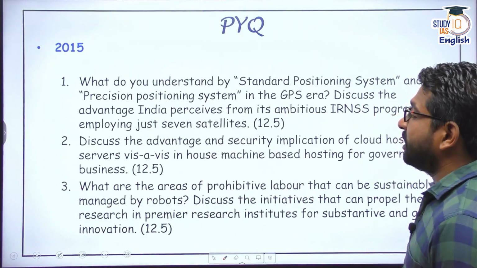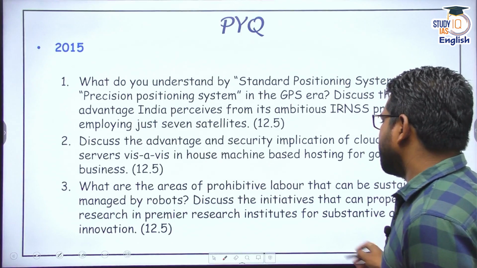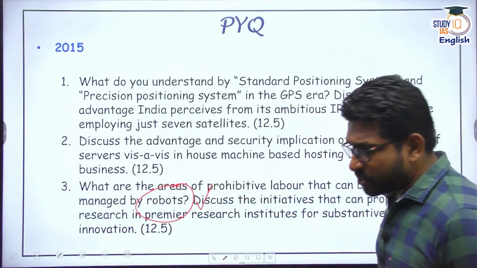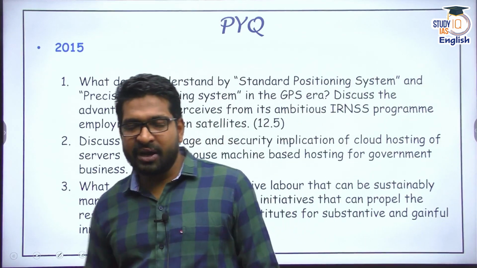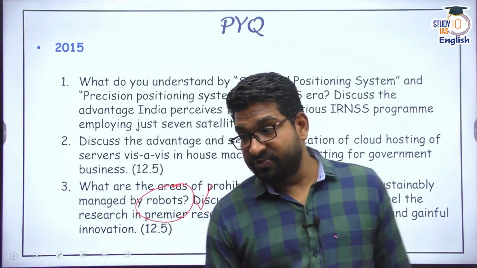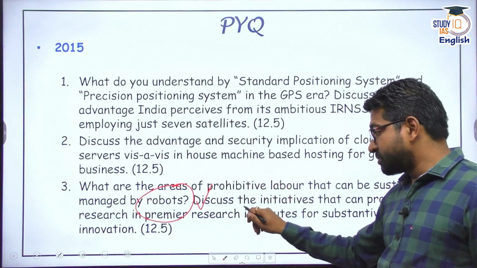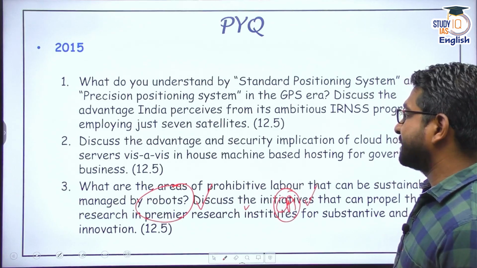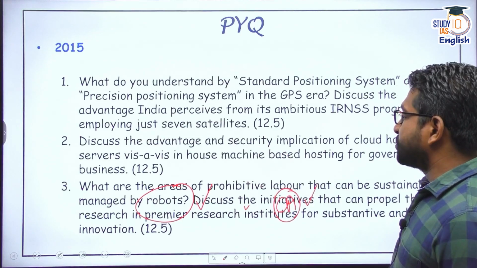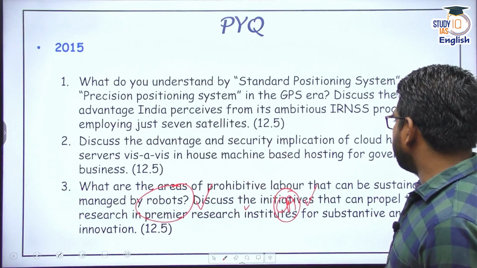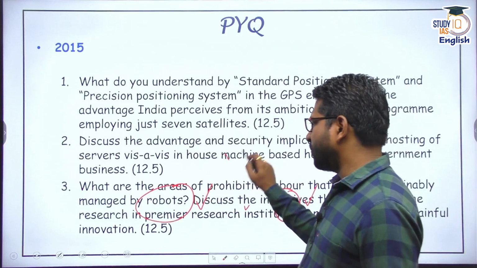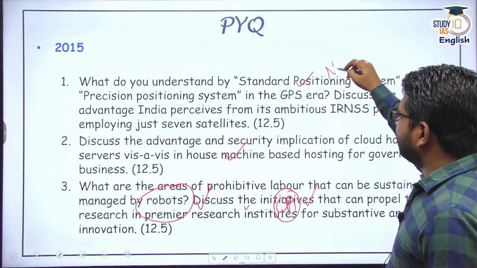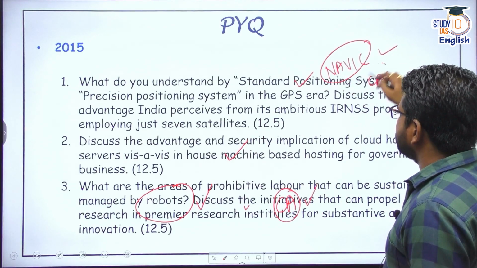If you look at 2025, again, standard kind of questions: prohibitive labor that can be sustainably managed by robots. Again, this was in the current affairs itself. The question can be connected with manual scavenging, right? Some of the prohibitive labor that can be managed by robots. This was an easy question, considering you prepare for current affairs in a thorough way. Apart from that, discuss the advantages and security implications of cloud hosting of servers vis-a-vis in-house machine-based hosting for government businesses. A little tricky question, but an ICT-based question. What do you understand by standard positioning system? This was easy because of NavIC, IRNSS NavIC. Again, a current affairs based question.